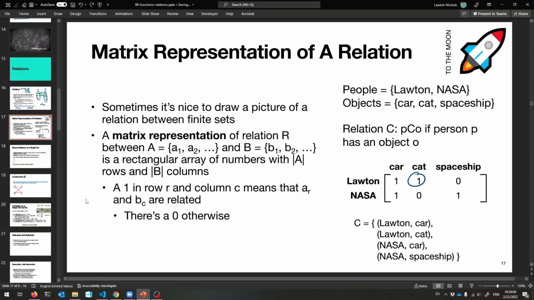Lawton and car are related under this ownership relation. I also own a cat. So there's a 1 there. And I unfortunately do not own a spaceship right now. If you know somebody who can give me a good deal, I'd be happy to change this. But for now, I don't have a spaceship.